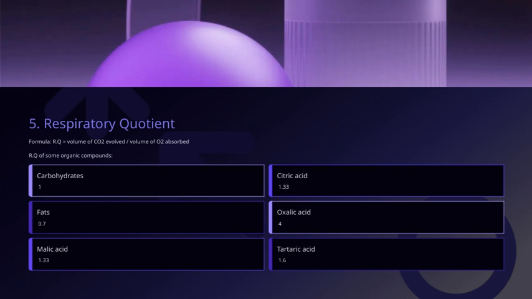The formula for RQ is really straightforward. It's the volume of carbon dioxide evolved divided by the volume of oxygen absorbed. Understanding these values helps us grasp how different compounds are metabolized and how their oxidation processes vary, which ties into the overall theme of energy production and metabolic efficiency in our bodies.